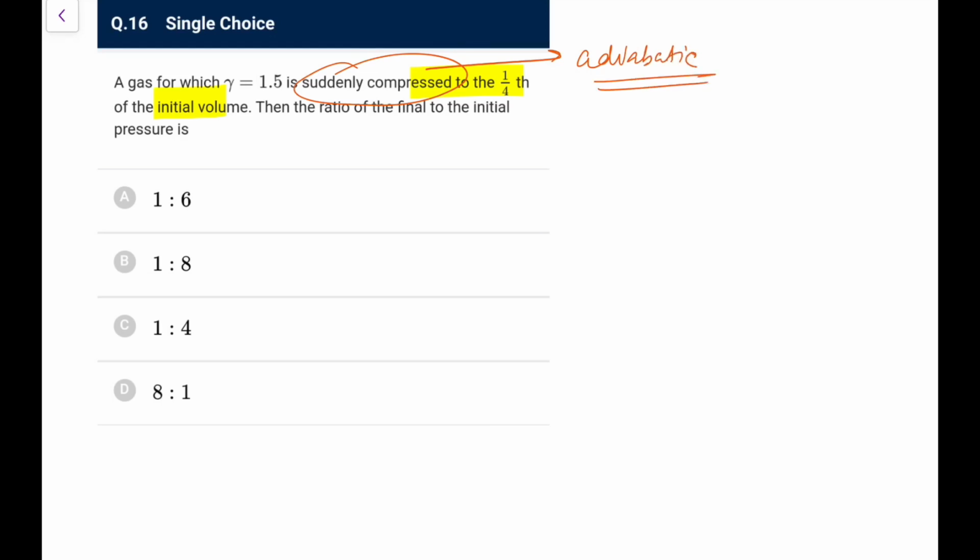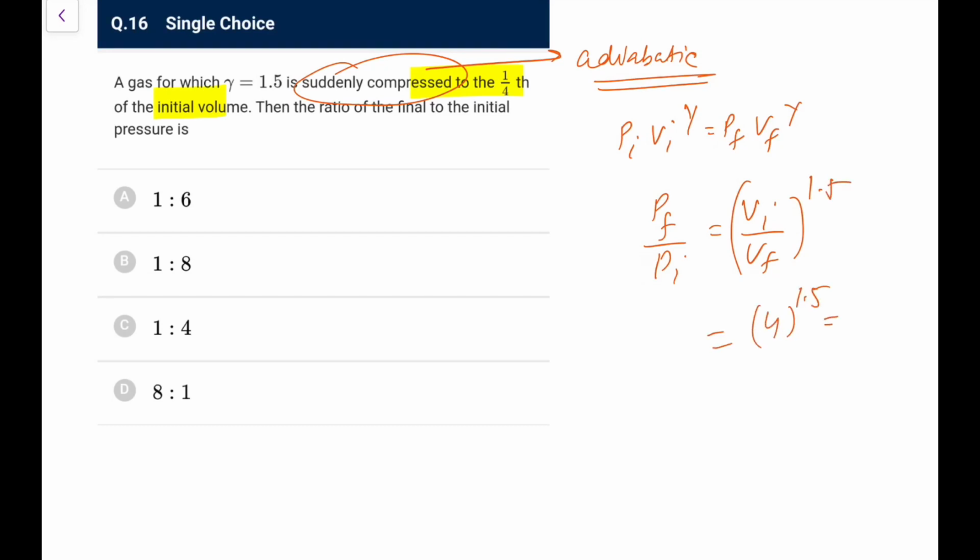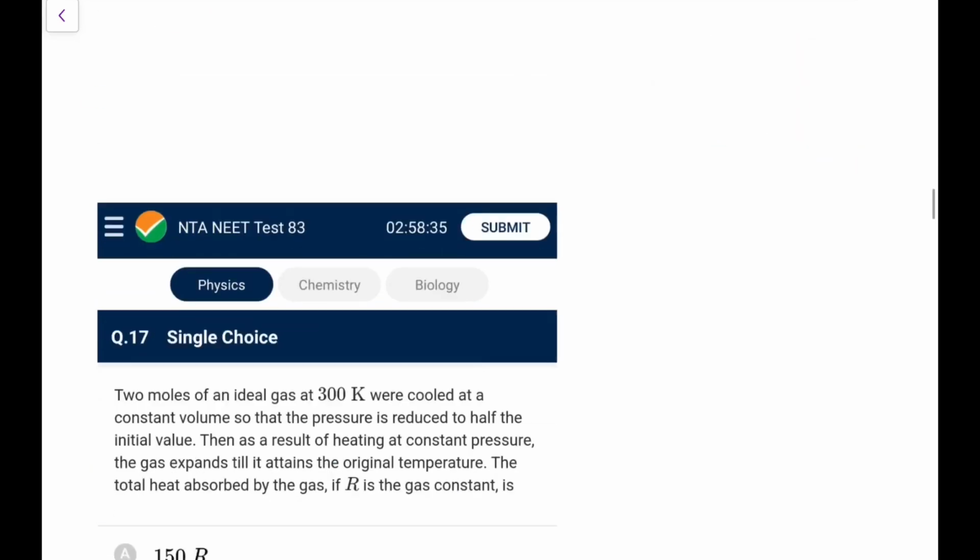So for an adiabatic process, what we can write, P initial V initial to the power gamma is P final V final to the power gamma. We have to write final upon initial, so write that only. P final upon P initial would be V initial upon V final to the power 1.5, and it is compressed, so it is 4 to the power 1.5. You can directly say 4 is 2 square, so that would be 2 cube, that becomes 8. So the ratio is 8:1. Go for option D. So this is a basic question on thermo.